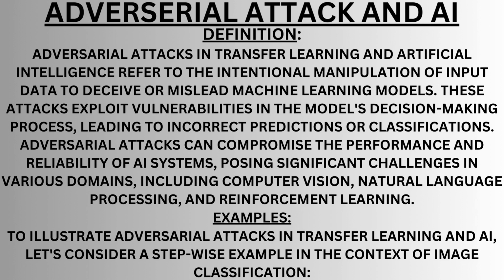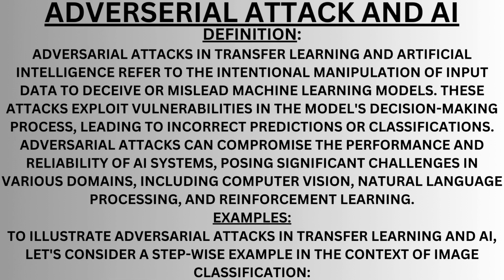Let's start. Definition. Adversarial attacks in transfer learning and artificial intelligence refer to the intentional manipulation of input data to deceive or mislead machine learning models. These attacks exploit vulnerabilities in the model's decision-making process, leading to incorrect predictions or classifications. Adversarial attacks can compromise the performance and reliability of artificial intelligence systems, posing significant challenges in various domains, including computer vision, natural language processing, and reinforcement learning.